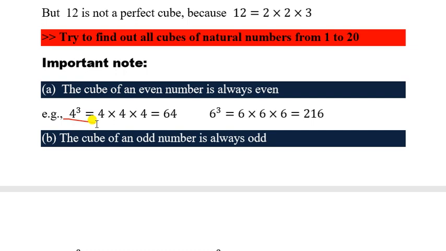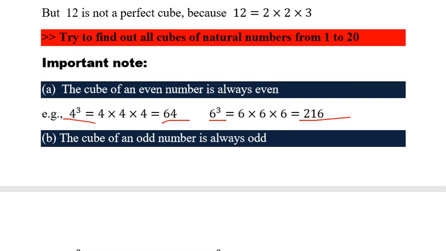the cube of an even number, always the result will be an even number. For example, 4 cube, that means 4 into 4 into 4, the answer is 64, an even number. 6 also is an even number, so 6 cube means 6 into 6 into 6, the answer is 216. This is also an even number. Is it clear? So the cube of any even number will always be an even number.